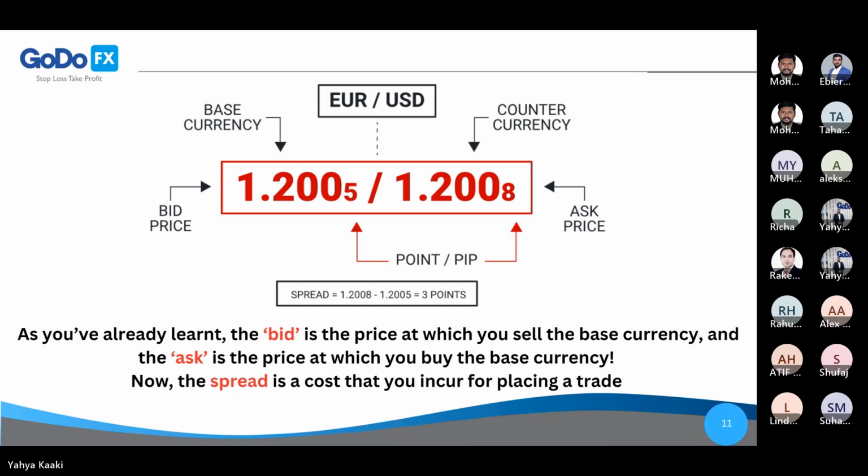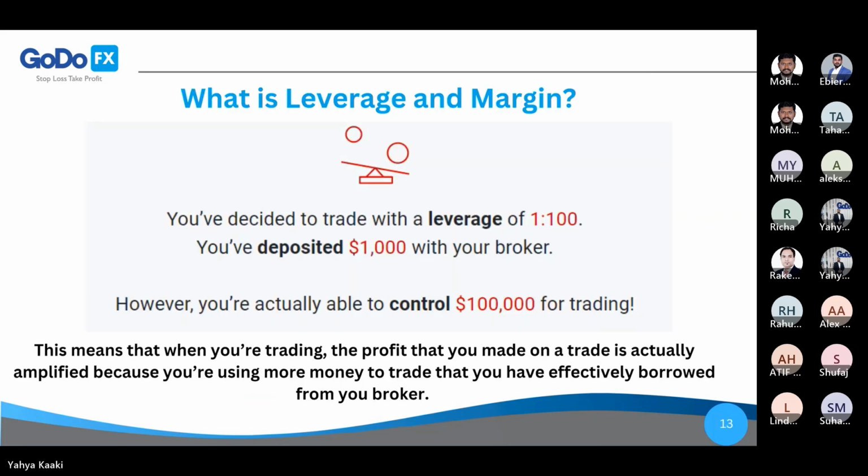So here, I'm going to get into this, but I'm going to give the example first so it can be clear what leverage and margin is. So you've decided to trade with a leverage of 1:100. You've deposited $1,000 with your broker. However, you're actually able to control $100,000 for trading. In this sense, I decided to open an account with $1,000, and in my balance I'll see $1,000. Back end, it will be $100,000.